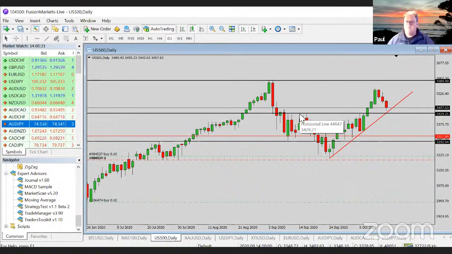This level quite important. You can see it's had a little bit of work. I would like to see a touch on that and then a bounce to be confirmed long for me.